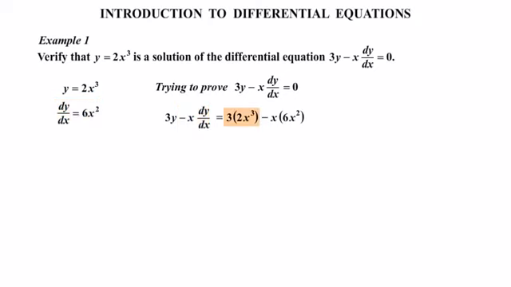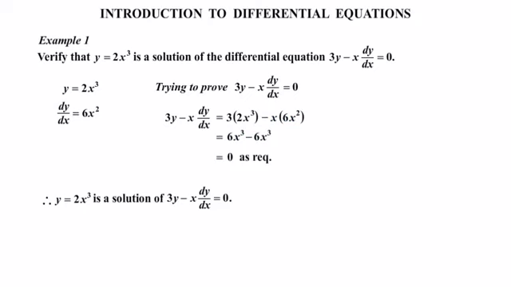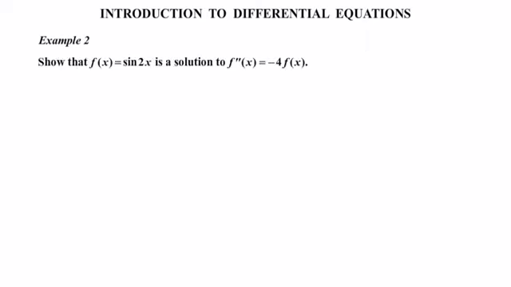Now let's expand that out. 3 times 2x cubed, that's 6x cubed, minus x times 6x squared. So we're minusing 6x cubed. So simplifying now, 6x cubed minus 6x cubed is equal to 0 as required. So we can say therefore that y equals 2x cubed is a solution of 3y minus x dy/dx equals 0. Fantastic. Let's have a look at a second example now.